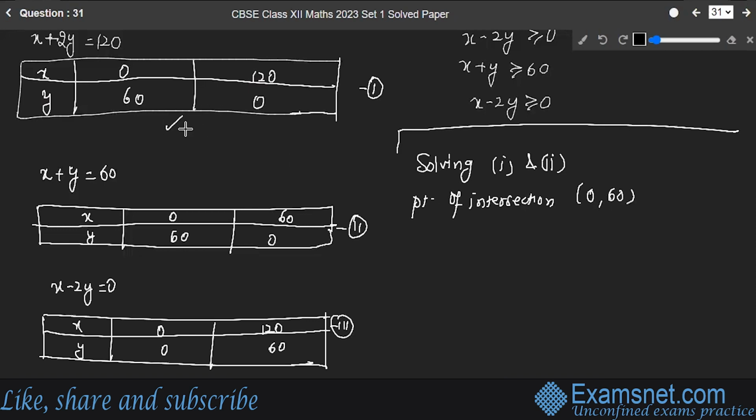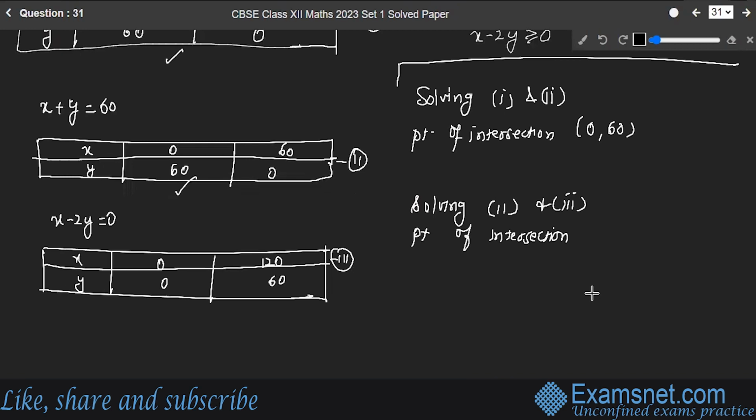As this is the point of intersection, both of them. And solving 2 and 3, point of intersection is, see, there is no as such point of intersection, but when you solve x plus y is equal to 60 and x minus 2y is equal to 0, you will get the point of intersection for the two to be 40, 20.